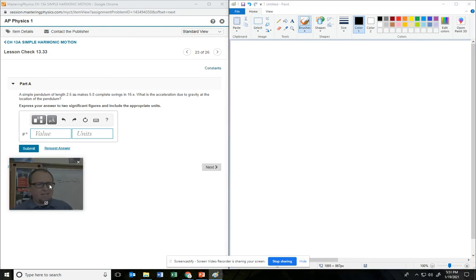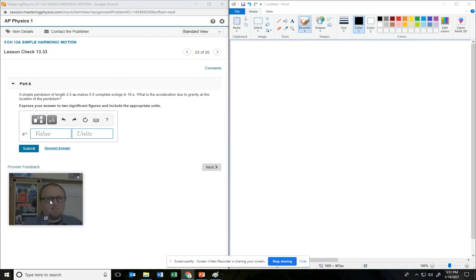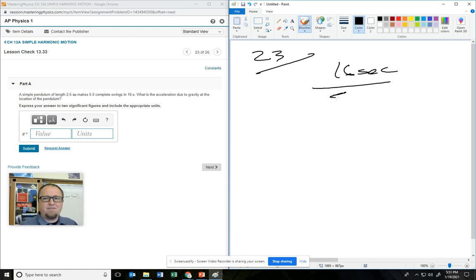Simple pendulum of length 2.5 meters makes 5 swings in 16 seconds. So sometimes they don't tell you what each swing is. 16 seconds for 5 cycles. Well, what do? 16 over 5. 3.2 seconds per cycle. What is the acceleration due to gravity at the pendulum?